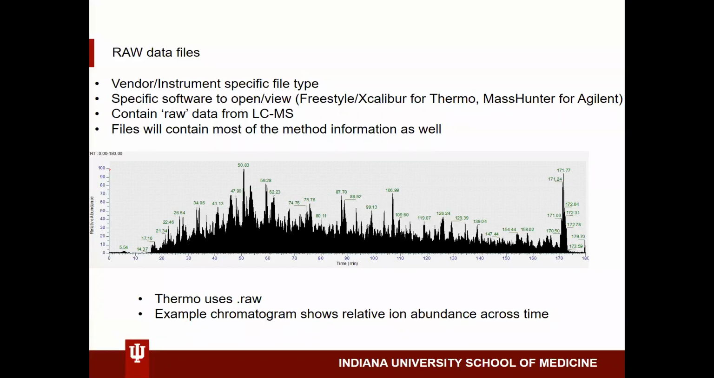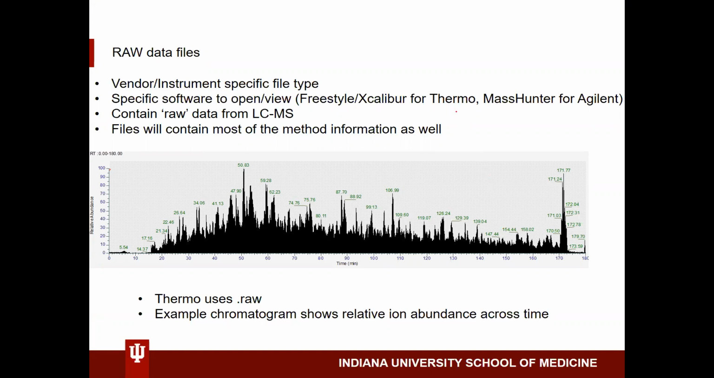A raw file is the actual data that you're getting off of the LCMS. So it's vendor and instrument specific. And you're going to need vendor specific software to directly open these files, although there are different file converters that are available for free online. So if you do find yourself with a raw file that you're unable to open, you may be able to find some free software that will allow you to view.